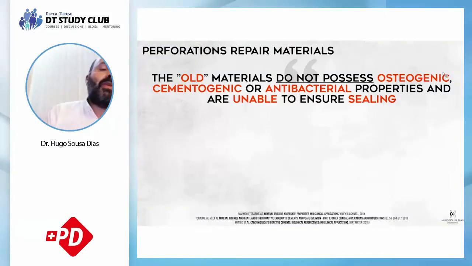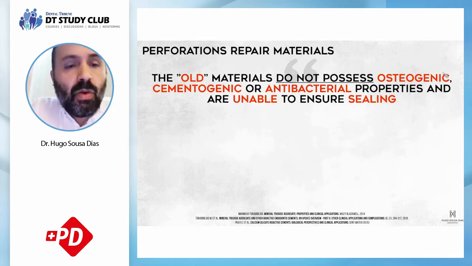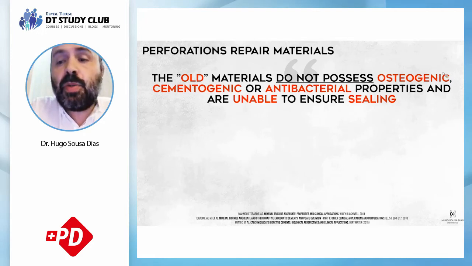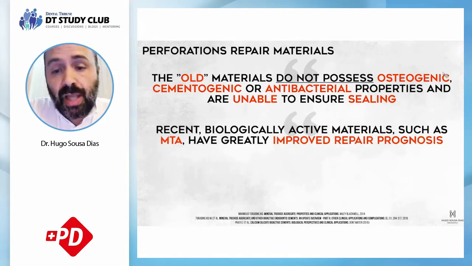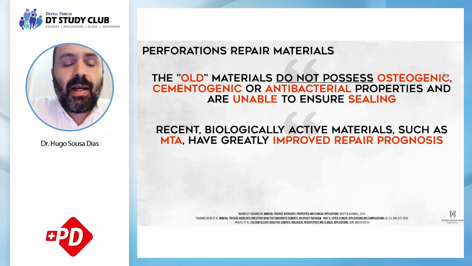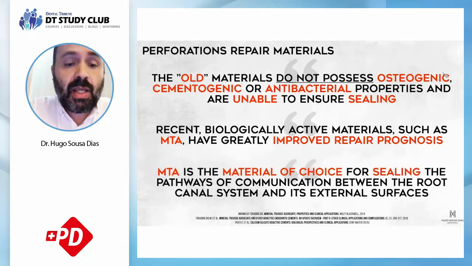And another huge problem that can appear in our clinics, the perforations. The old materials do not possess osteogenic, cementogenic, or antibacterial properties and are unable to ensure sealing of these perforations. And recent biologically active materials such as MTA give a great improvement in repair prognosis in these kinds of clinical situations. MTA is the material of choice for sealing the pathways of communication between the root canal system and its external surface.